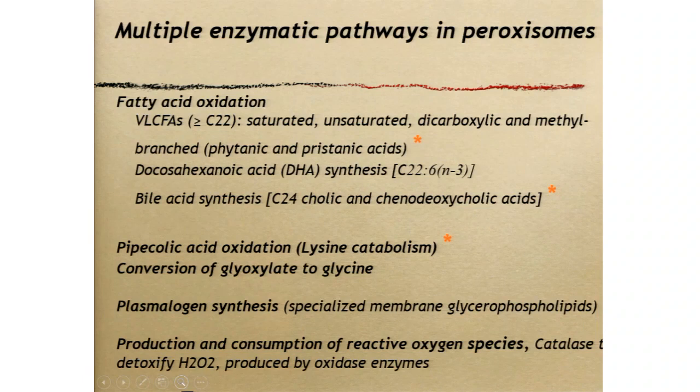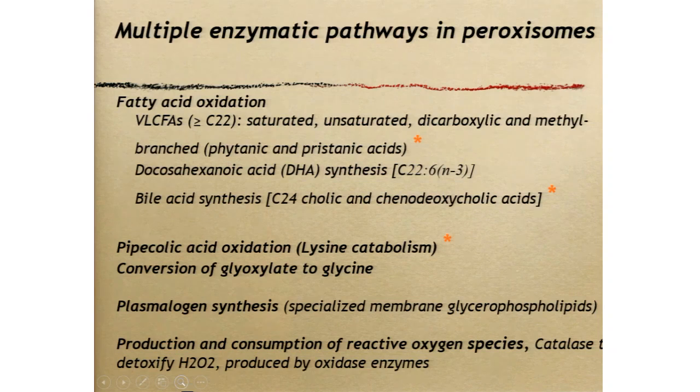So there's the synthesis of docosahexaenoic acid, an important omega-3 polyunsaturated fatty acid, also called DHA, that is generated in the peroxisome from one step of beta oxidation from its C24 precursor to the C22 final product. And then bile acids are synthesized the same way, so intermediary bile acids of C27 in length are oxidized in the peroxisome to the final mature bile acid, that's the C24 cholic and chenodeoxycholic acids.